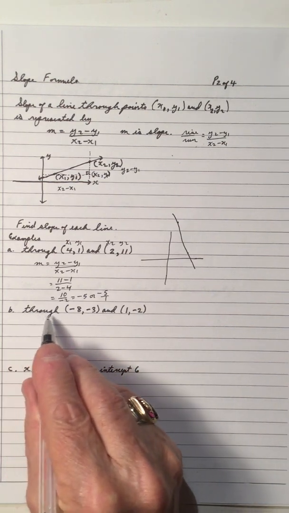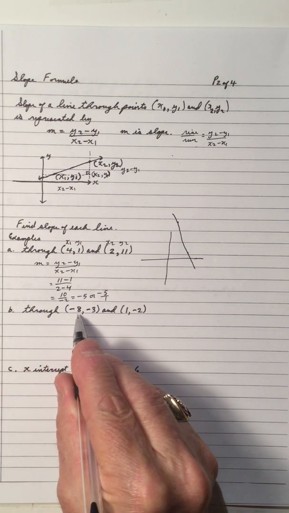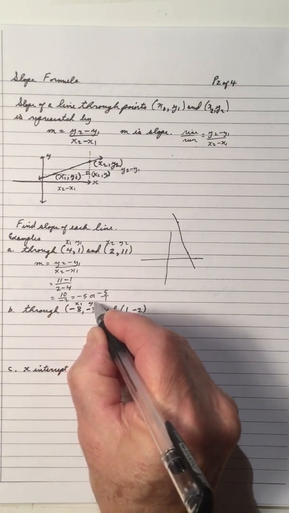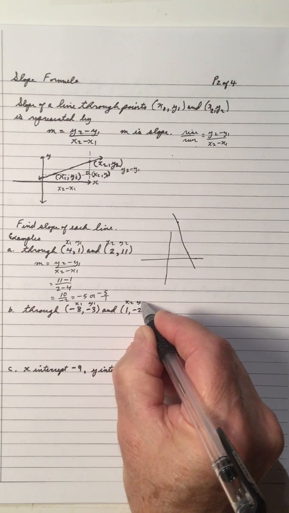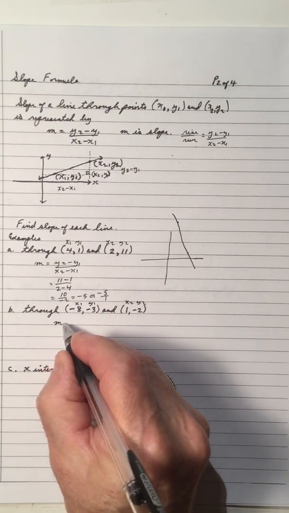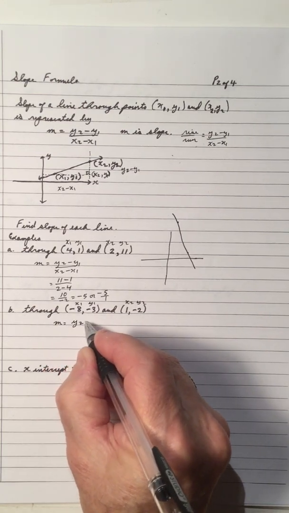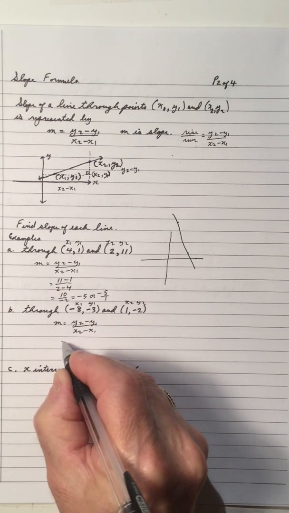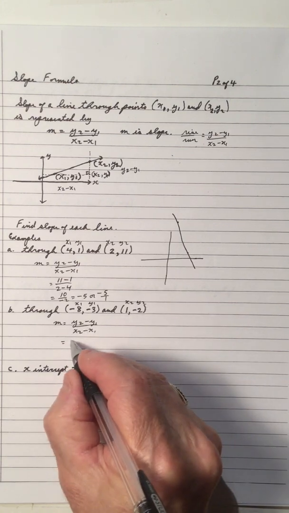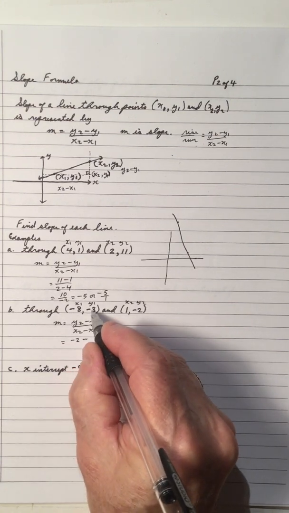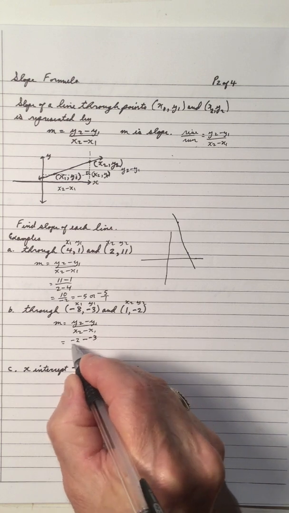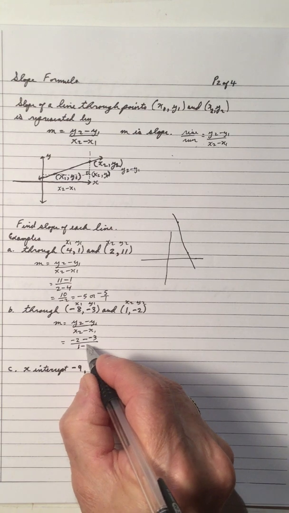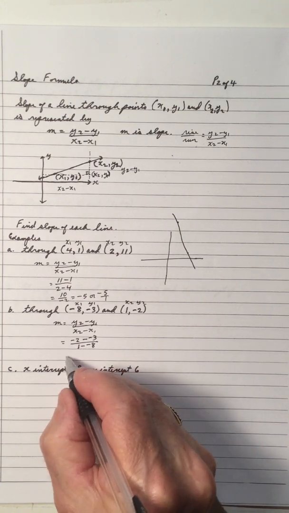So let's find the slope of the line that passes through negative 8, negative 3, and 1, negative 2. So x1, y1, x2, y2. So the slope is the rise, the difference in the y's, over the difference in the x's. And y2 is negative 2. Subtract y1, which is negative 3. And x2 is 1. Subtract x1, which is negative 8.